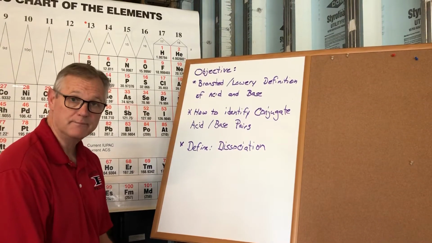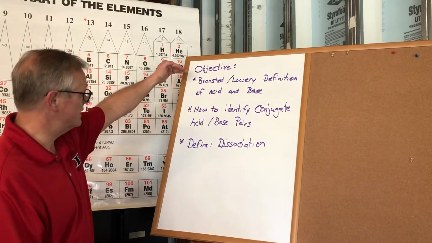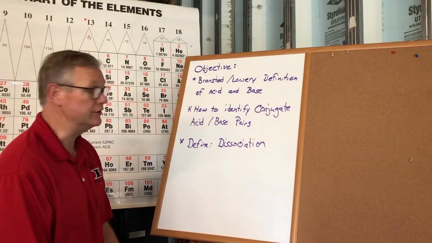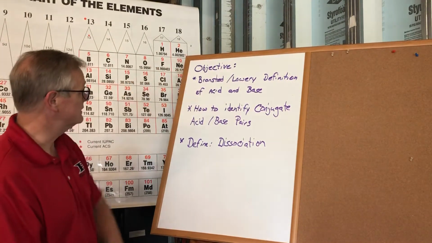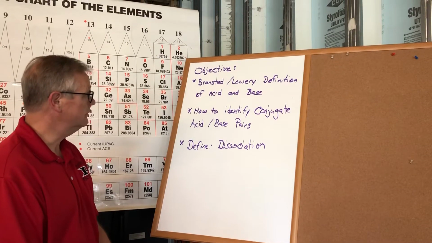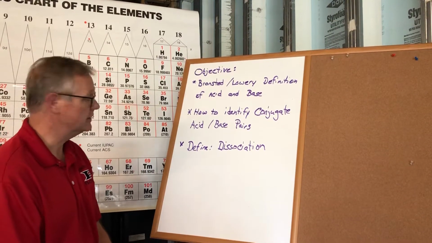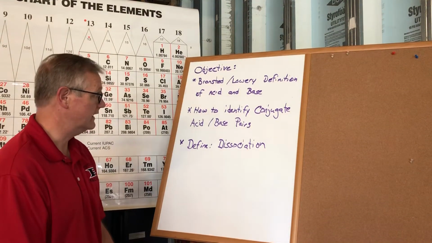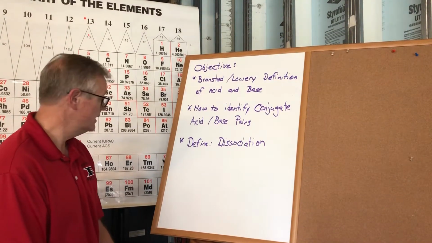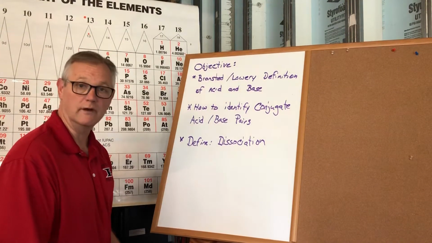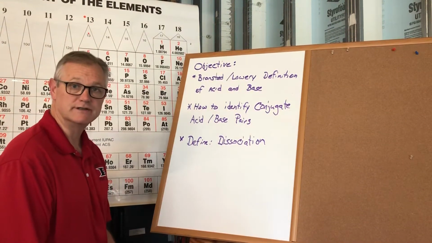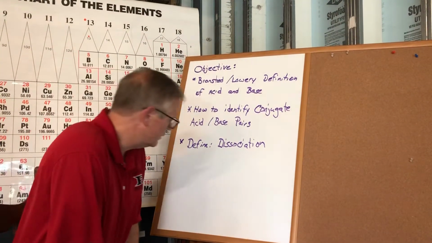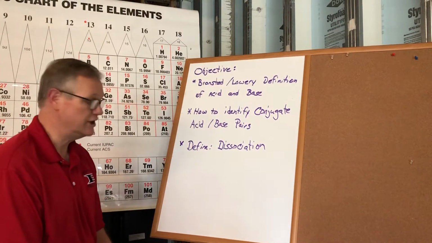So today what we're going to do is address some review properties and then one other new material. First of all, today's objective is going to be the Bronsted-Lowry definition of an acid and a base, and then how to identify conjugate acid-base pairs, and then finally make sure that we know what the definition of dissociation means. So before I start, let me just go and talk about dissociation.